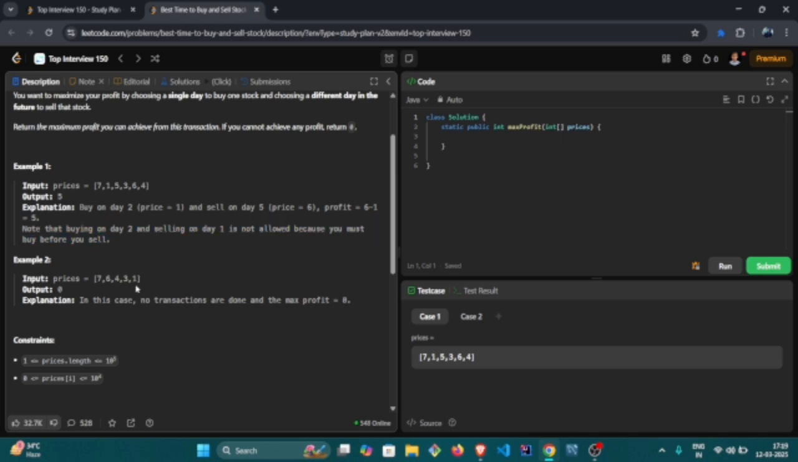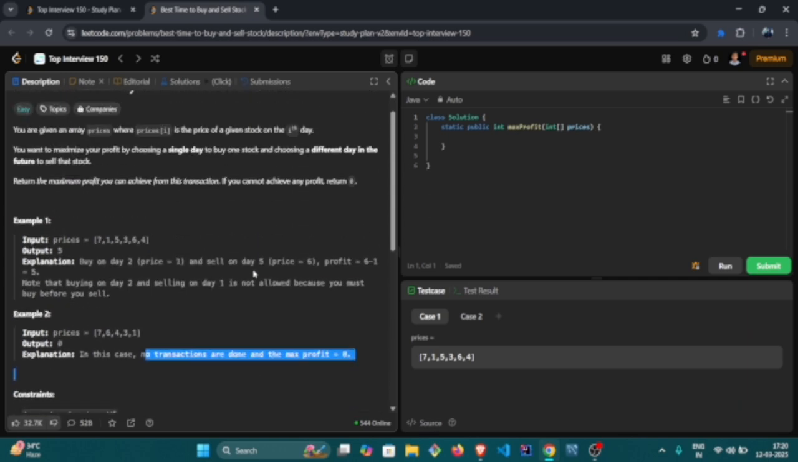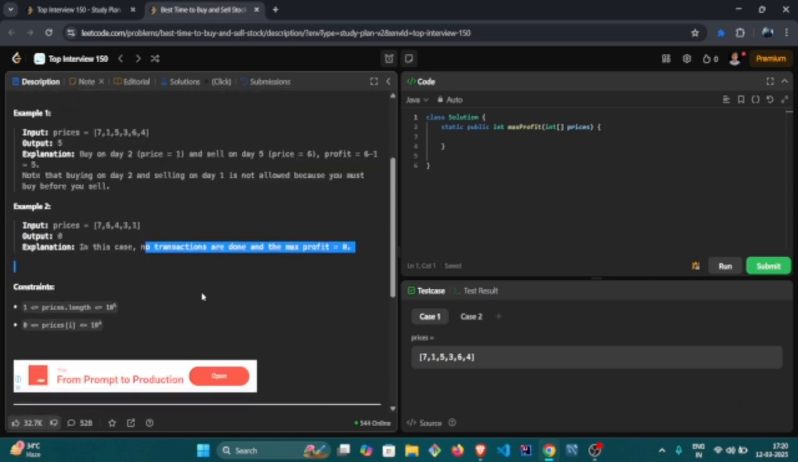In the second example, the minimum value at which we can buy the stock is 1, and after 1 there is no price or index to sell the stock. That's why the profit is 0. In this case, no transaction is done and the max profit is 0. Now let's understand the constraints. The prices length, the array, will go up to 10 to the power 5, and the elements will go up to 10 to the power 4.